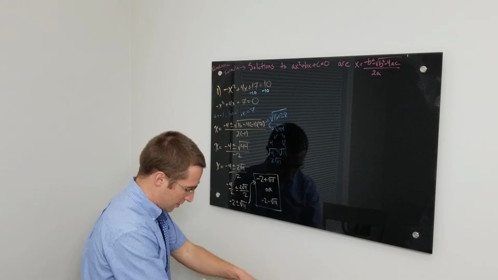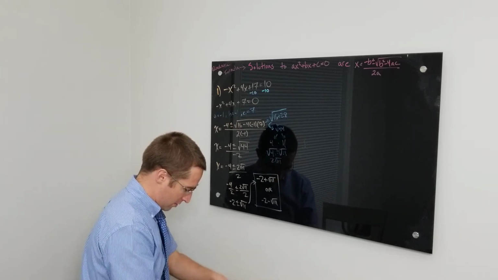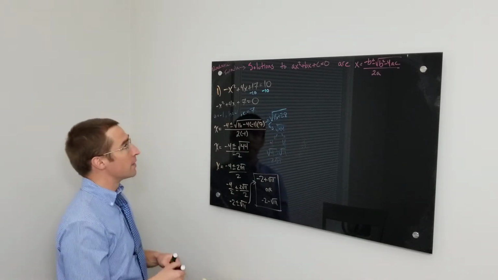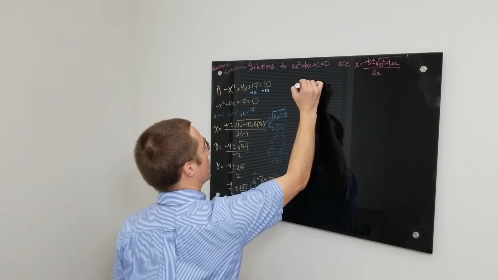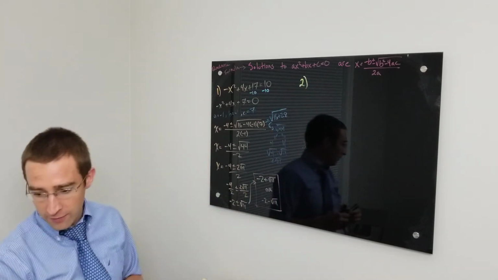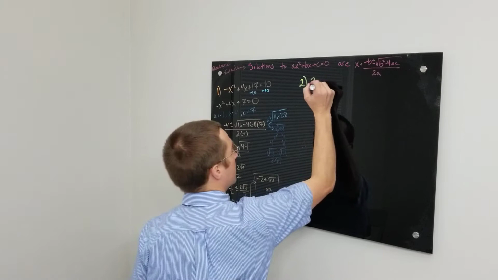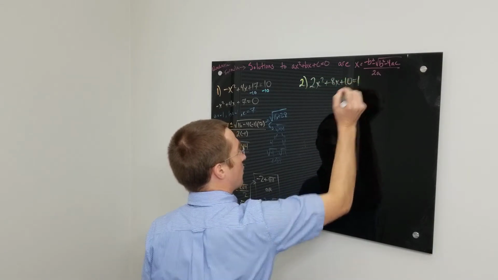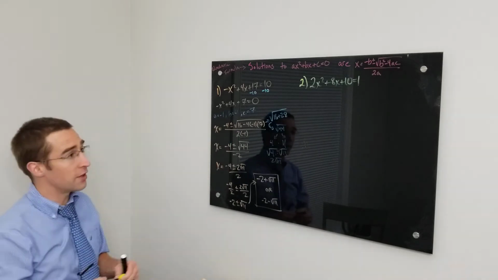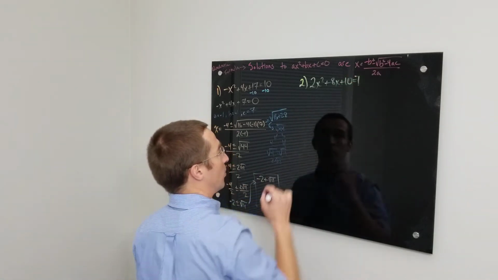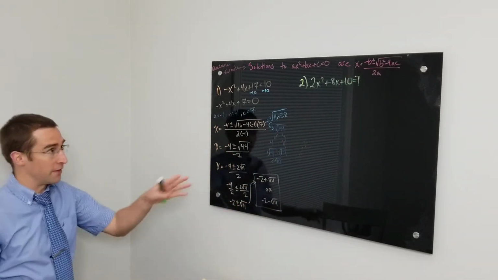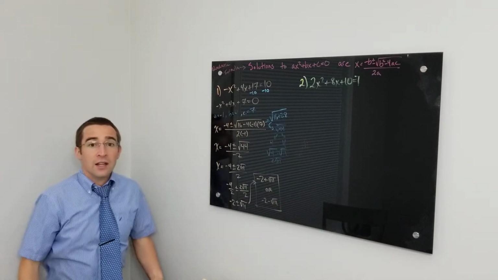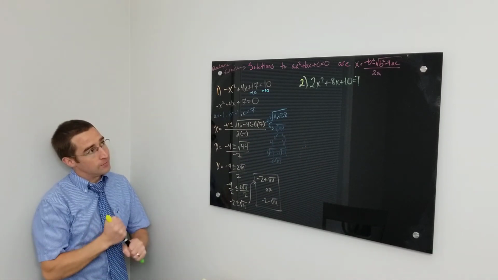Let's do problem 2. Let's change up the colors. Okay, so problem 2, we have 2x squared plus 8x plus 10 equals... sorry, equals -1. There we go. Gotta double check that I wrote everything correctly. It's good.